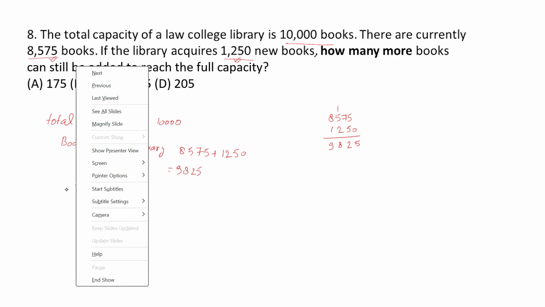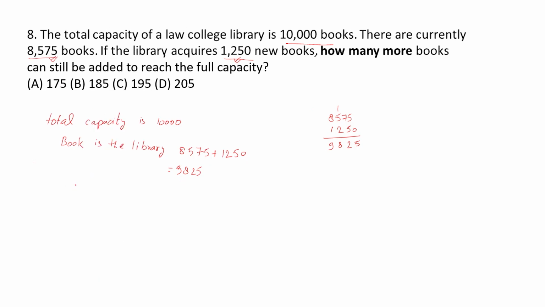So books can be added is 10,000 minus 9,825. So these many books can again be added because according to the capacity, 10,000 books can be there.